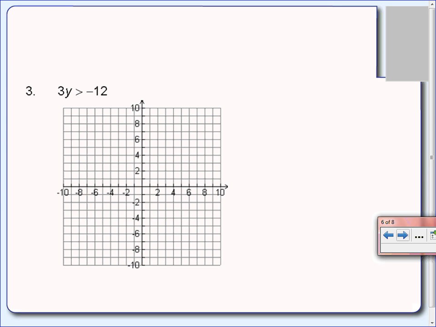You're always going to switch this up. Multiply or divide, either one of those two. Not a positive, no, not a positive.